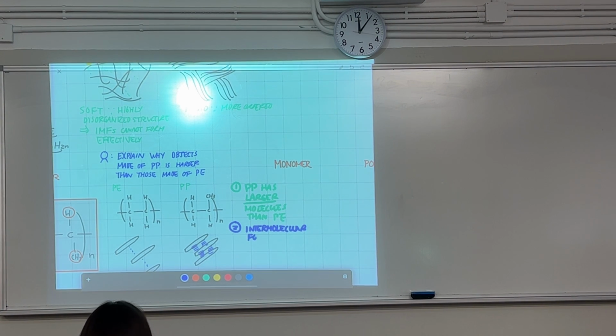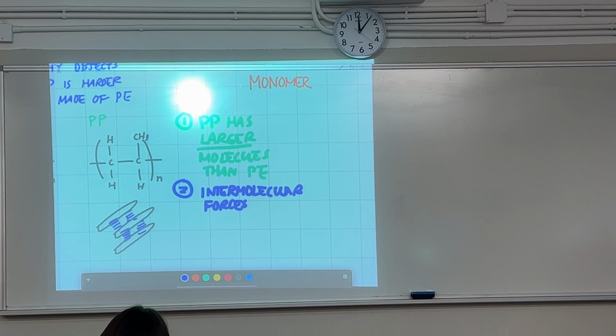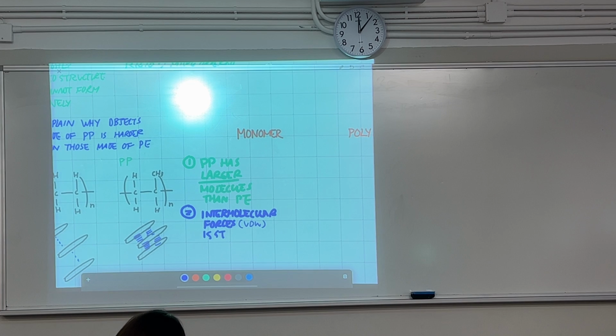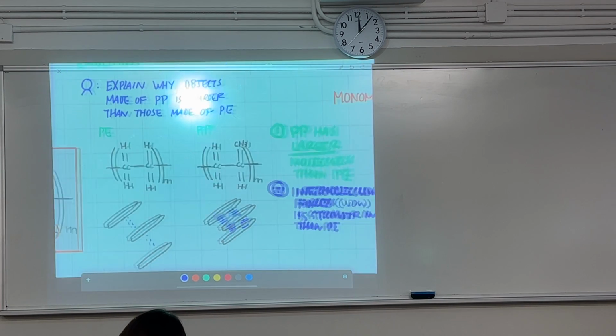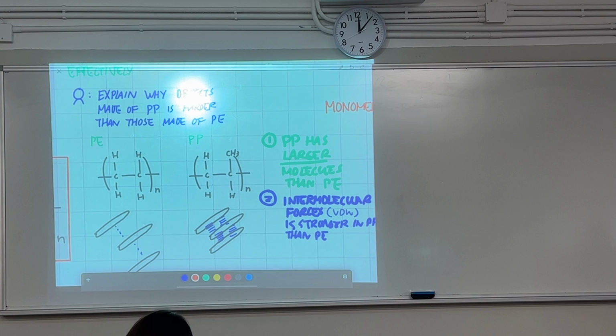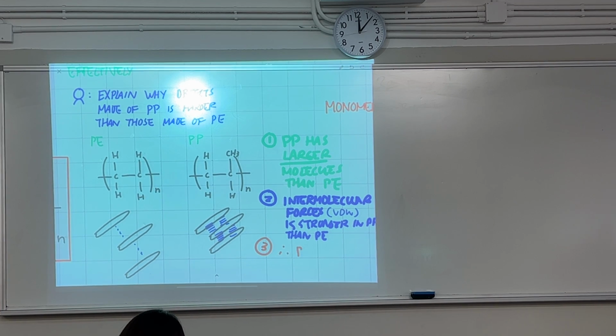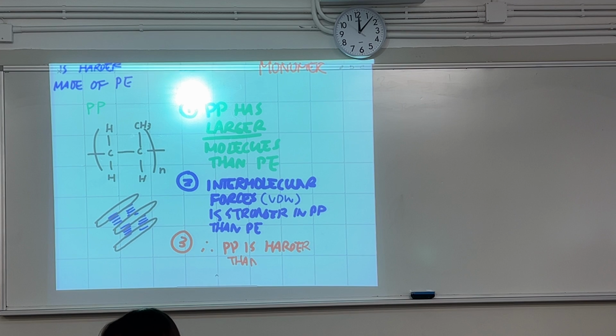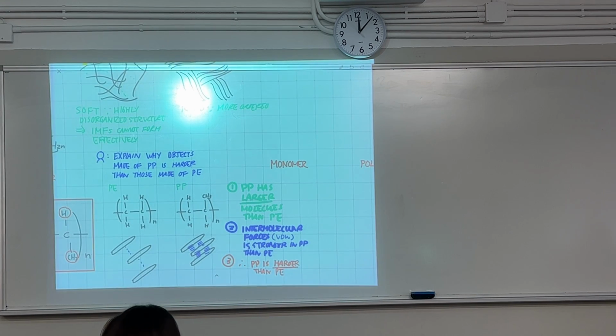So intermolecular forces, what are some examples of intermolecular force? Have you heard of Van der Waals force? Van der Waals force, okay. So Van der Waals force is stronger in PP than in PE. So this is why objects made from polypropene are harder, they are tougher. So therefore PP is harder due to the stronger intermolecular force than polyethylene. Is that clear? Okay?